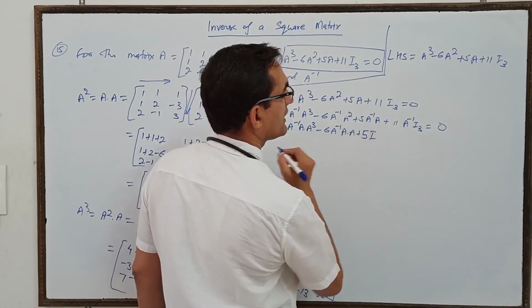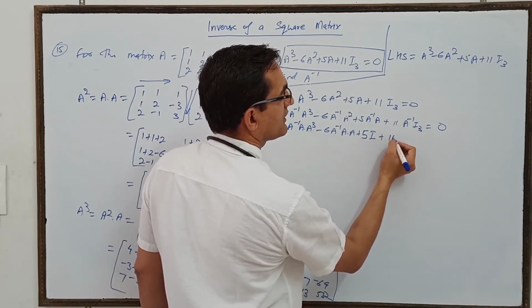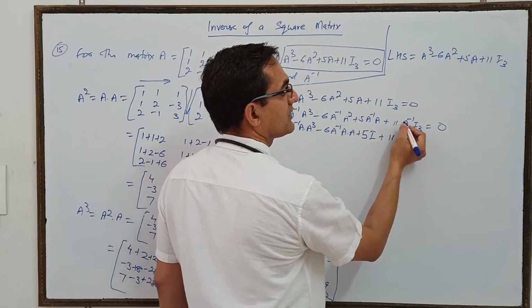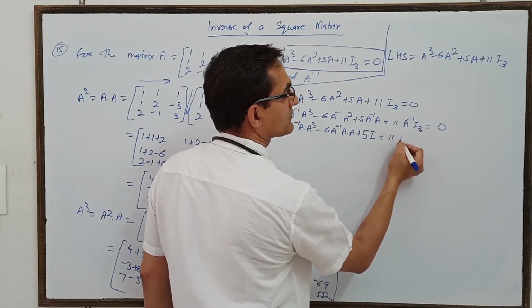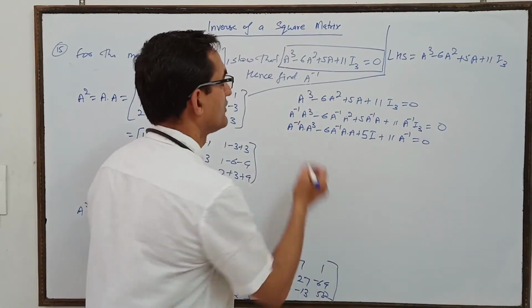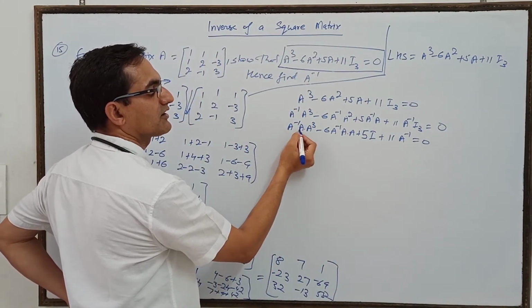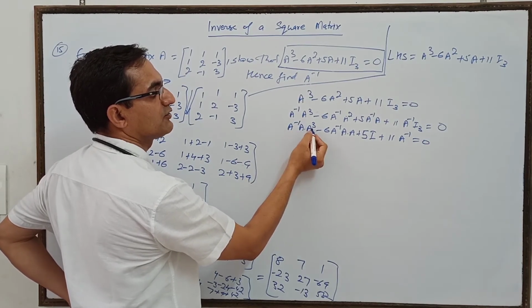5 into identity matrix of order 3. Now plus 11 into identity matrix into inverse of A, so inverse of A. This is equal to, now this is inverse of A into A, identity matrix, or identity matrix into A cube.